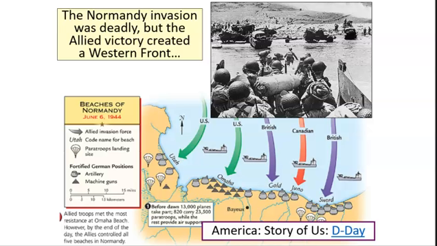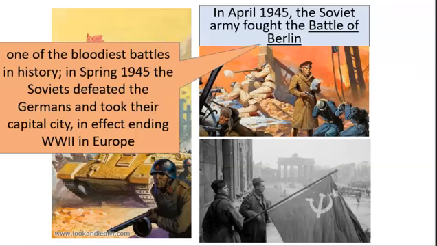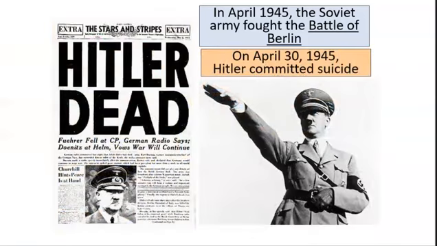Now, we're able to not only advance through the Western Front, but after a series of battles, we liberate Paris, we win the Battle of the Bulge. And while all this is going on, the Soviets now have started to fight the Germans, and they fight what is called the Battle of Berlin. Now, you do need to know that the Battle of Berlin is one of the bloodiest battles in history. It takes place in the spring of 1945, and they defeat the Germans and take their capital city. This effectively ends World War II in Europe.